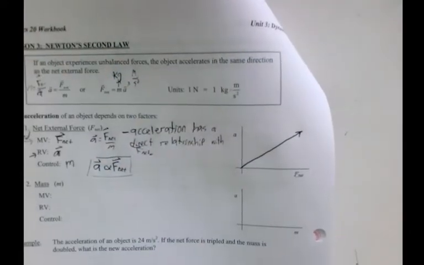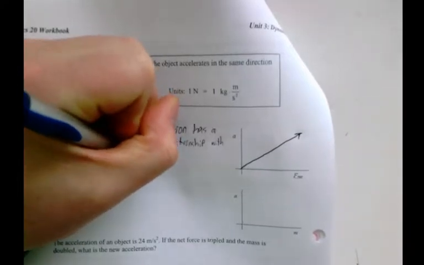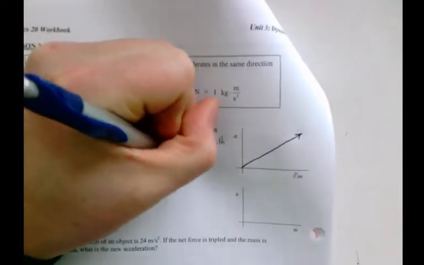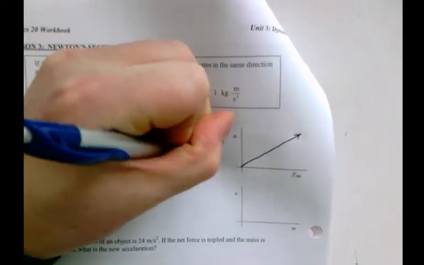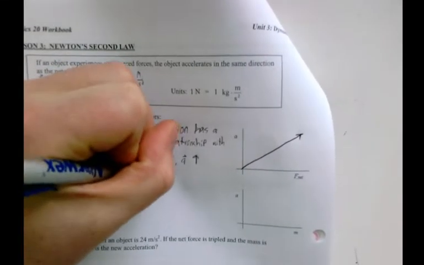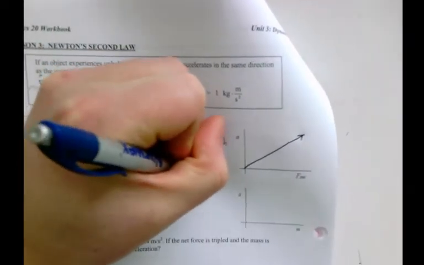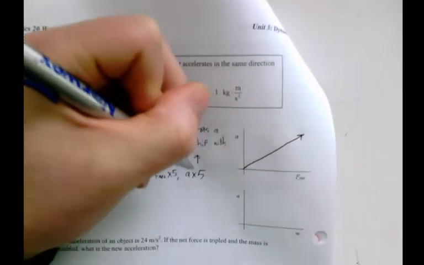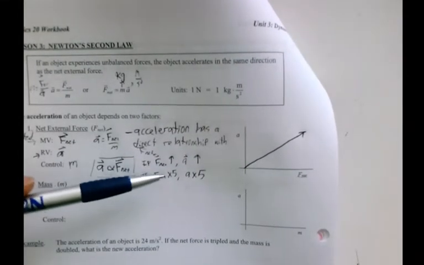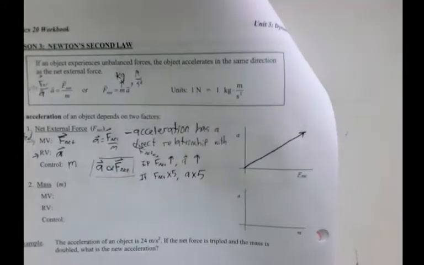So what that essentially means is, if our net force is increasing, acceleration is increasing. Or if F net is multiplied by 5, acceleration is also multiplied by 5. They have a direct relationship. As soon as one goes up, the other goes up equally, and vice versa. One could go down, the other would also go down.